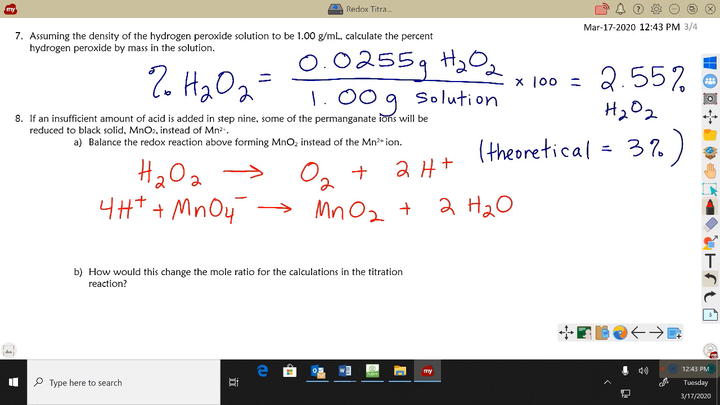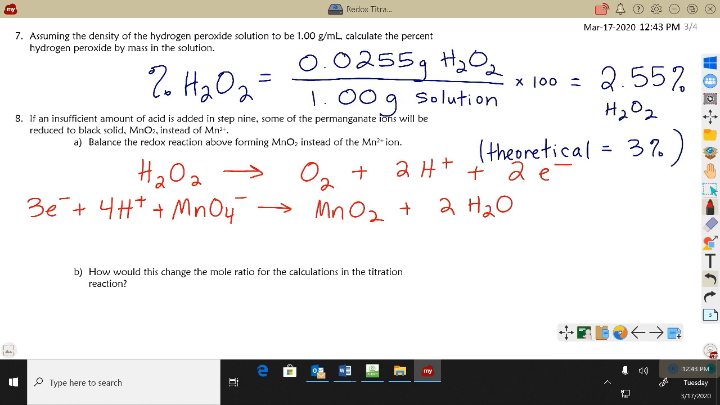Actually, I should check the charge on both of them. So the first one, neutral on the reactant. I'm going to need 2 electrons. The second one is neutral on the product side. So on the reactant side, I've got a +4 and a -1. That's a +3. We've got to make it neutral. 3 electrons.